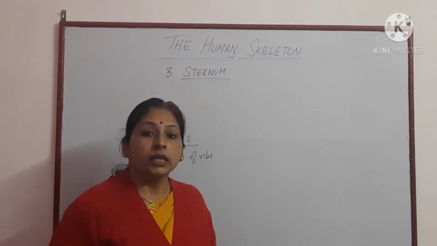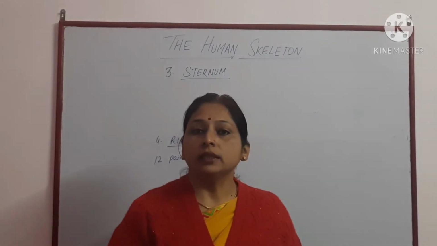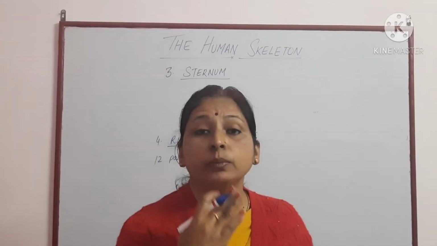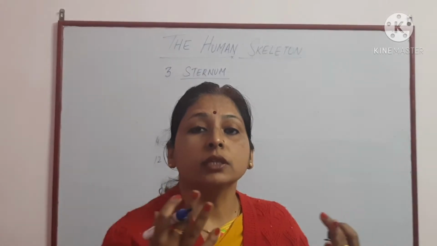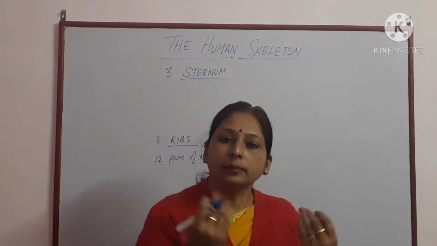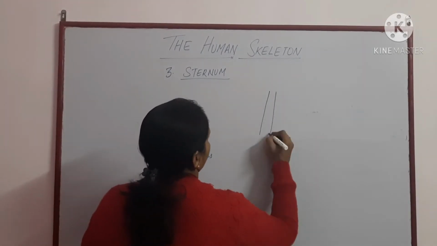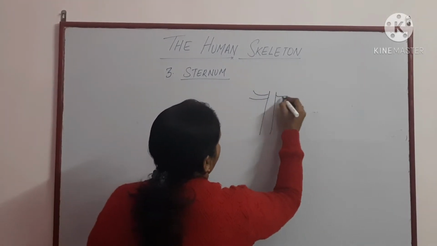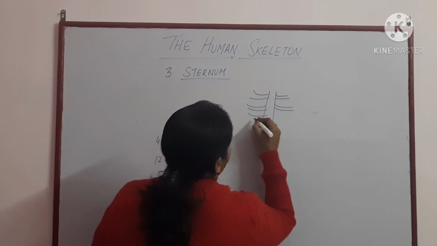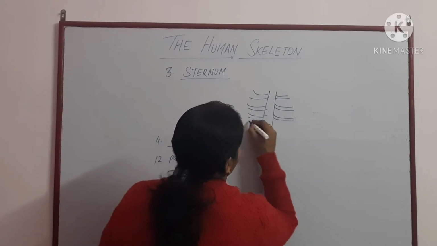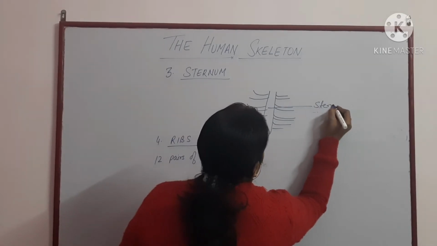Next is sternum. The sternum is a single flat bone, also termed the breastbone, present in the frontal part of the body, to which all the ribs are attached, and it forms a rib cage. Ribs form a rib cage by attaching with the sternum. The single flat bone to which ribs are attached, forming a cage, is termed as sternum.